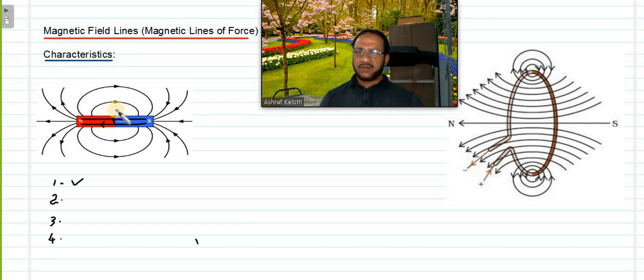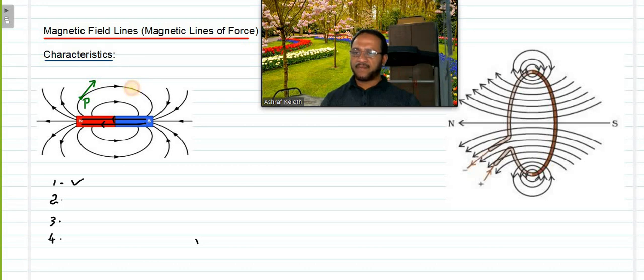See, the other characteristics of field lines are: by using the magnetic field lines, we can get the direction and also we can get the relative strength of the magnetic field. See how to get the direction of the magnetic field from the magnetic field lines. Suppose you want to get the direction of the magnetic field at this point. What you have to do? Draw a tangent to the field line, the curve, at this point, and this tangent will give the direction of the magnetic field at this point.